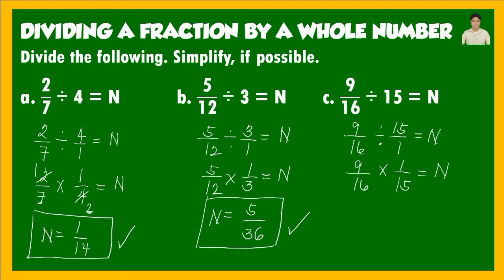So what is the GCF of 9 and 15? The answer is 3. So we'll divide these numbers by 3. So 9 divided by 3, this will become 3. 15 divided by 3, this will become 5. Next, multiply the remaining factors. So 3 times 1 for the numerator, that is 3. And then 16 times 5 for the denominator, that is 80. So our final answer is 3 over 80.